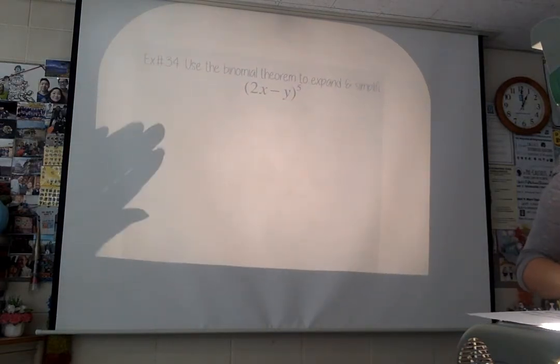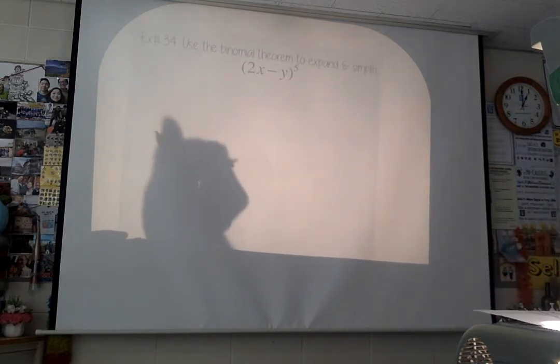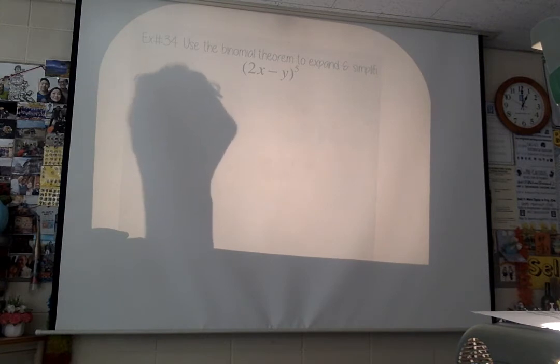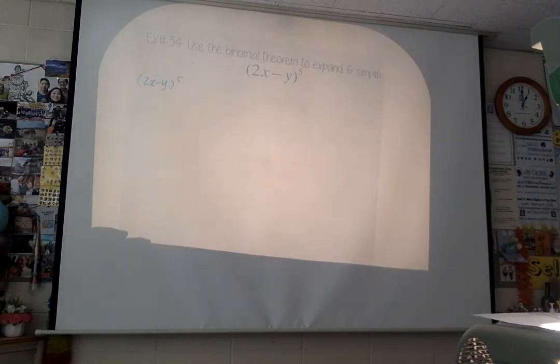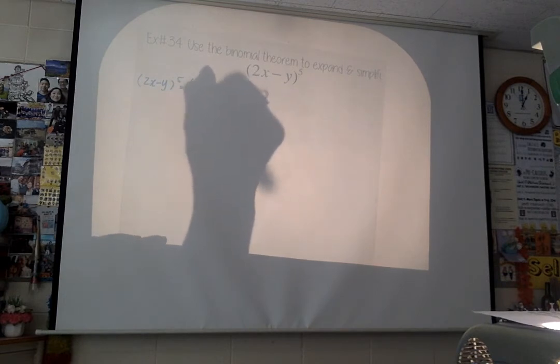Let's try number 34 in your book. And number 34 looks like this. Okay? Use the binomial theorem to expand and simplify. Why don't you guys stop the video and try this on your own right now? Try it on your own right now, okay? All right. And then come back when you're ready, okay? Maybe you need to see one more, and that's okay too. All right. So I'll narrate, but if you want to stop it, go ahead and stop it.